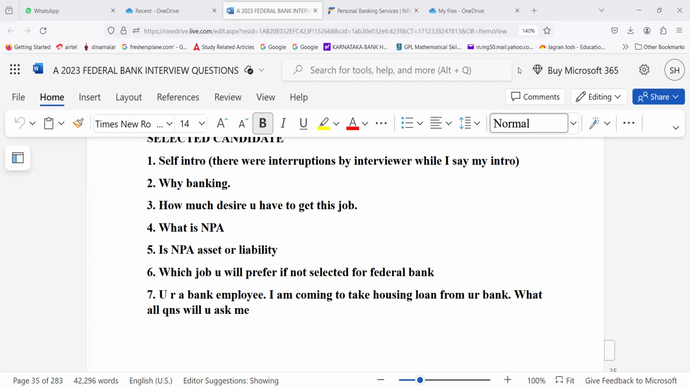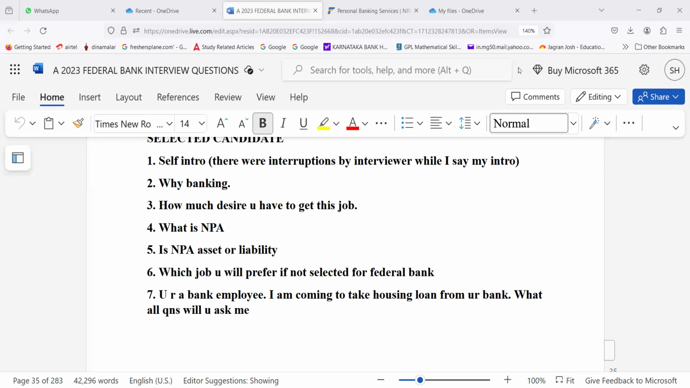Vishwa, yes, sir. You tell me, what is NPA? NPA is nothing but stands for a non-performing asset, which means when a loan or any principal or interest amount is not paid up to 90 days, it is considered as a non-performing asset in banking.